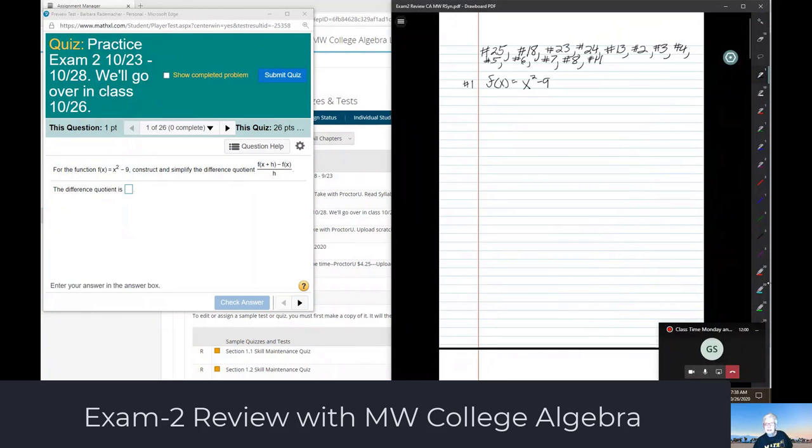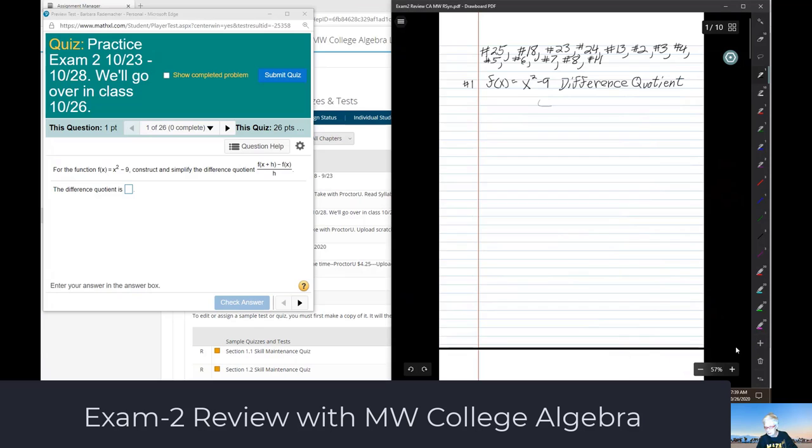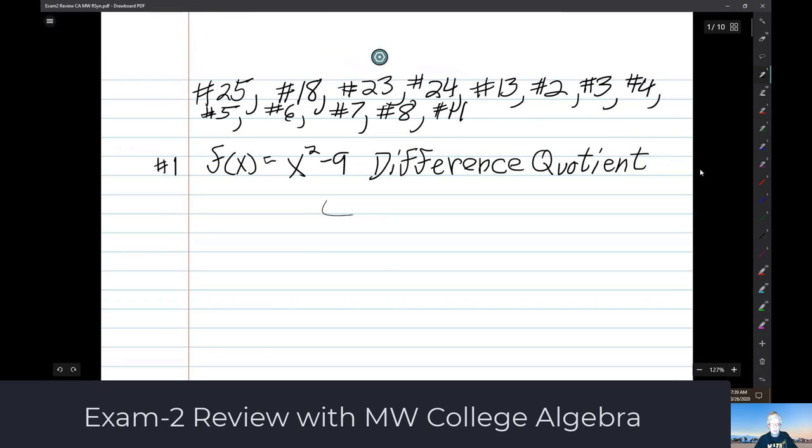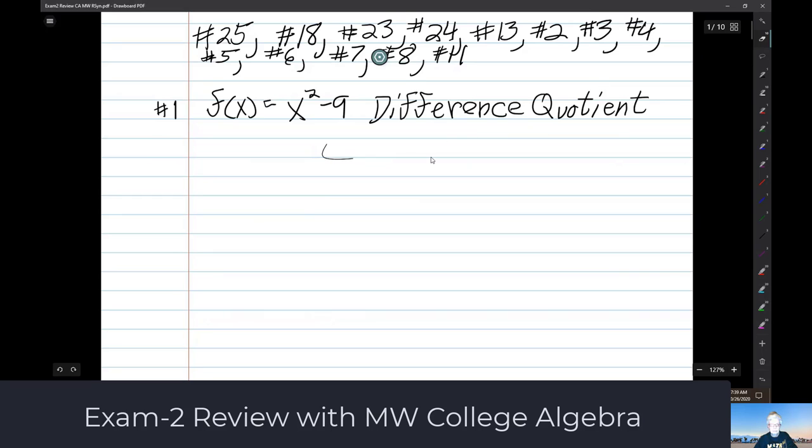Let's look at the difference quotient, which is right here in number one. Okay. It's an easy four-step process. If you're willing to go through it step by step, you're likely to get this correct.